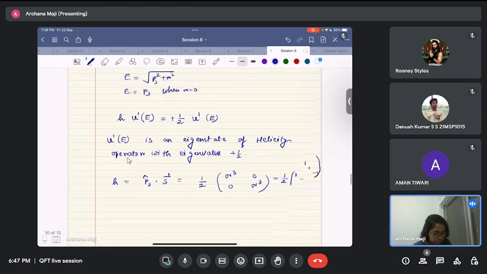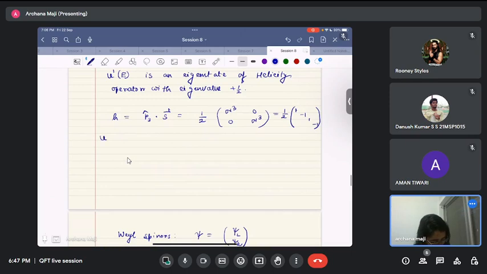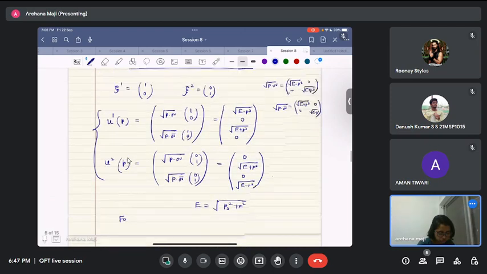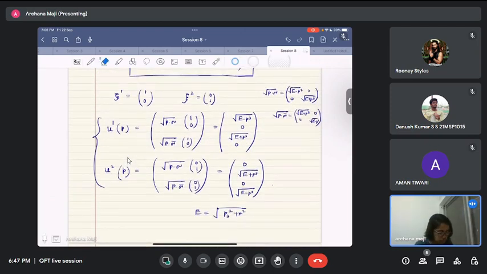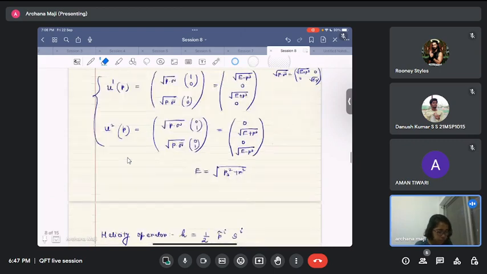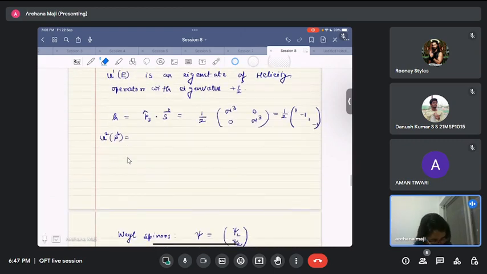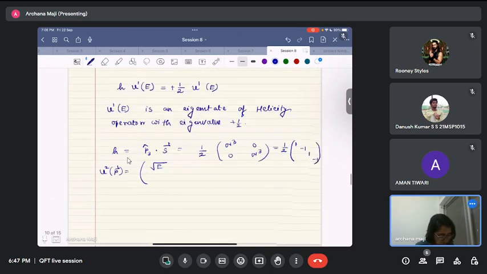Okay, and likewise u2 of p was 0 (square root of E plus p3) 0 (square root of E minus p3). So it was (square root of E plus p3) 0 1, (square root of E minus p3) 0 1. Okay, this in the massless limit will become square root of 2E times 0 1 0 0.